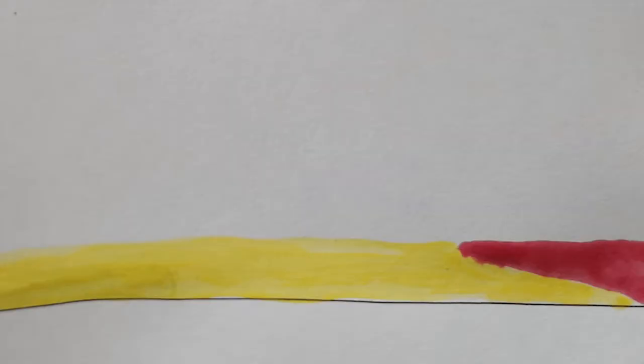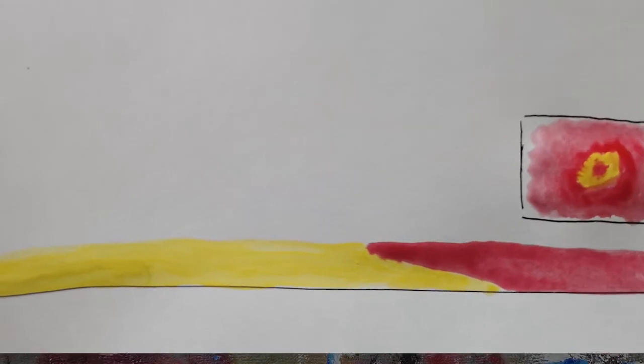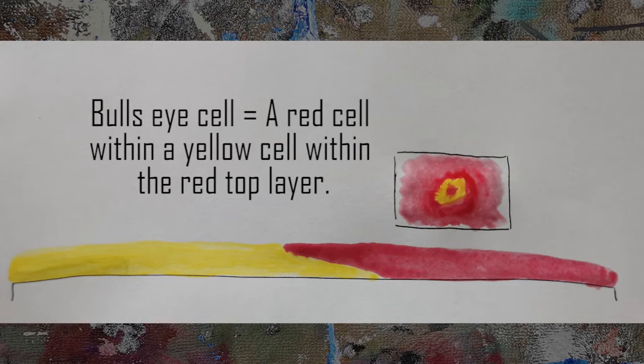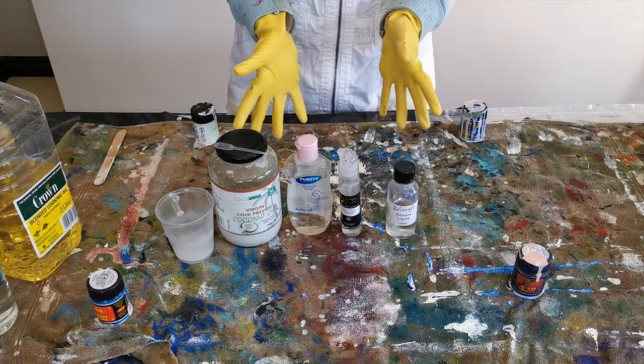In another case, and this is really cool when it happens, you're going to create a bullseye cell. This is where the silicone that's within the yellow paint layer at the moment still needs to rise to the surface, going through the red and ending at the top. So it's going to take a little bit of the yellow pigment, but it takes a little bit of the red pigment as well, therefore creating a red cell within a yellow cell within the red top layer. How cool is that?